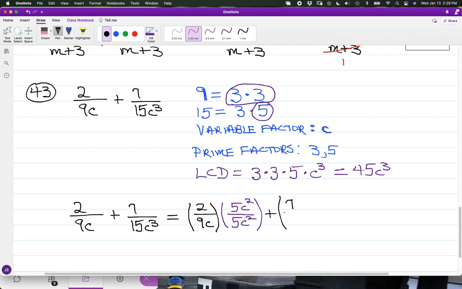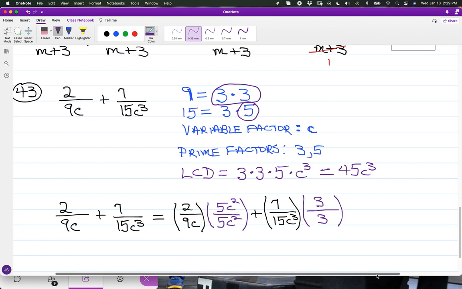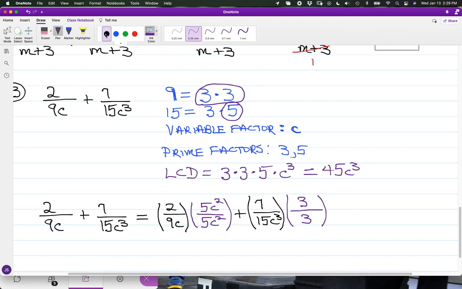As for 7 over 15c cubed, 15 goes into 45 3 times, and we already have c cubed. C cubed goes into itself 1 time. So the second ratio will be multiplied by 1 in the form of 3 over 3. And so both denominators, 9c times 5c squared and 15c cubed times 3, will be 45c cubed.